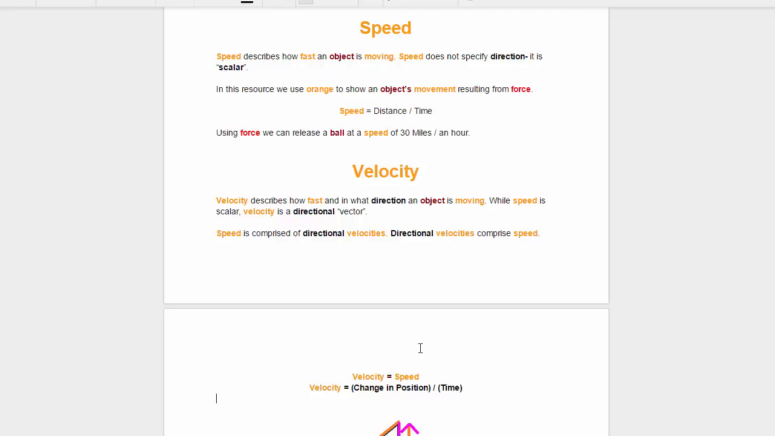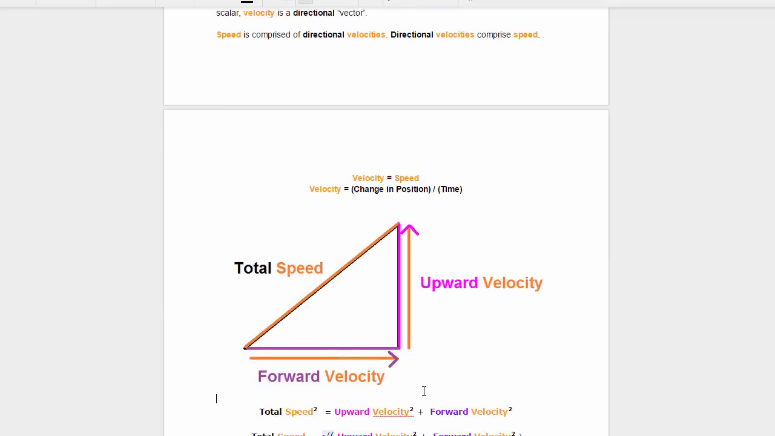It's not just straight addition. We use a Pythagorean theorem in order to do this, right? So total speed is not directional, but speed is made up of velocities, right? So we have forward velocity and we have upward velocity. So we're using orange to look at speed, velocity, anything that's movement.